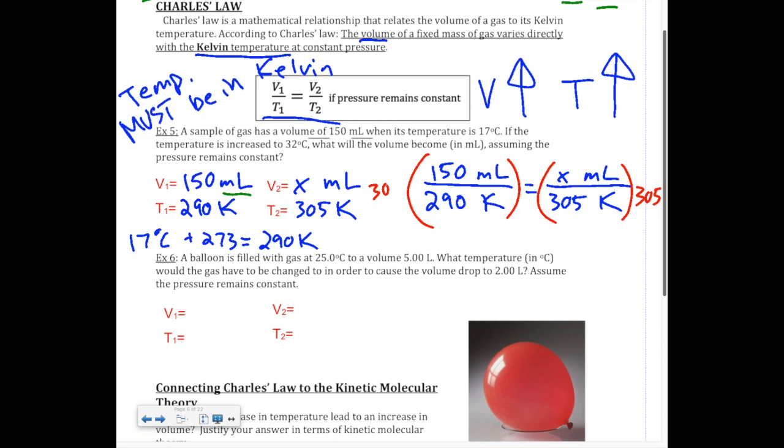Since I multiply both sides by 305, the 305 is going to cancel out over here. The Kelvins will cancel out. And so my math is going to be 305 times 150 divided by 290. That is going to give me 158 milliliters, but that's not the best answer since I have two sig figs in all of my problems. I should approximate it to 160 milliliters. So remember those sig figs, those are still important.